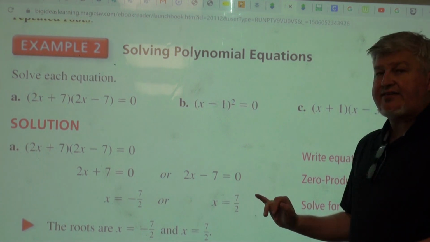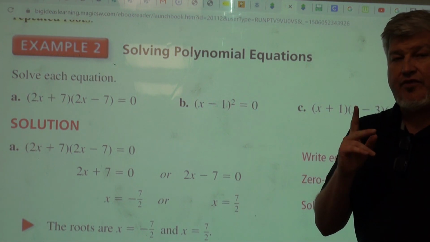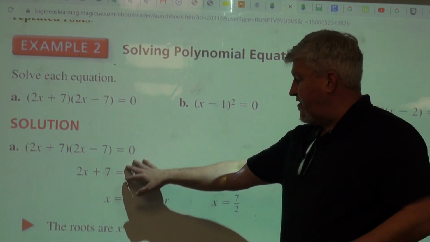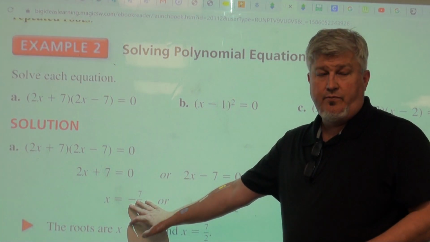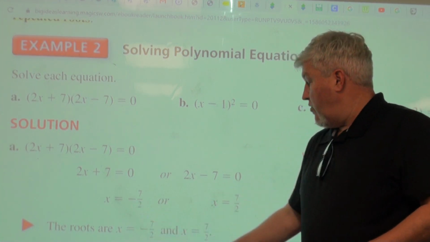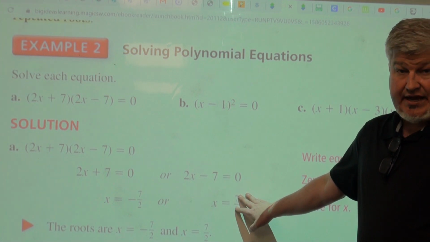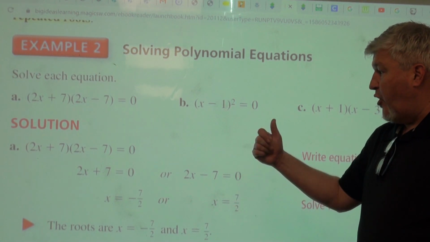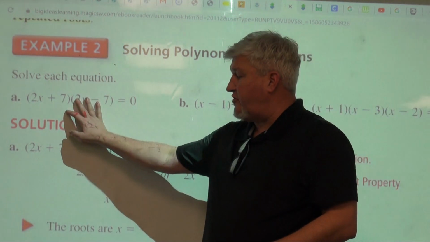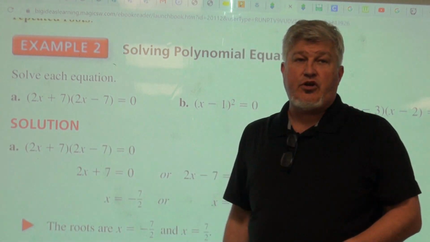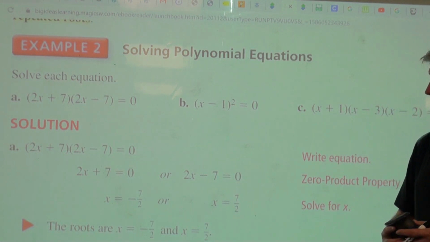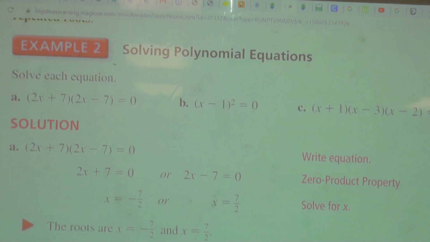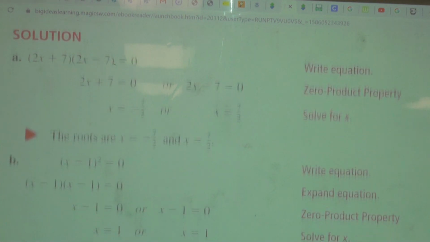And you get the exact same answer for both except for the minus sign. So in this instance you have negative 7 over 2, which is negative 3.5, or on this side you have positive 3.5. All right? Set them both equal to 0. When you have these special equations, the answer is the same except you have a plus or minus. All right? B says x minus 1 squared equals 0.